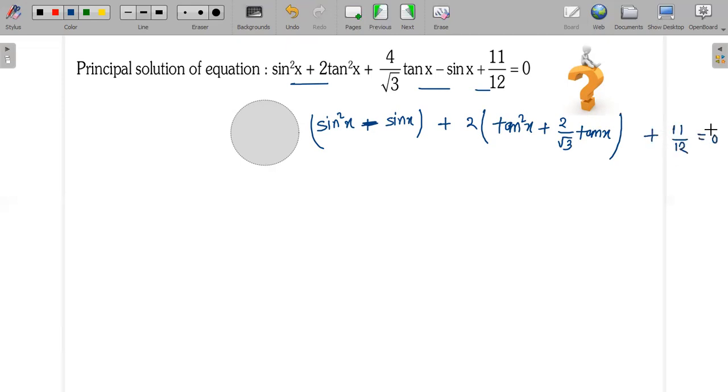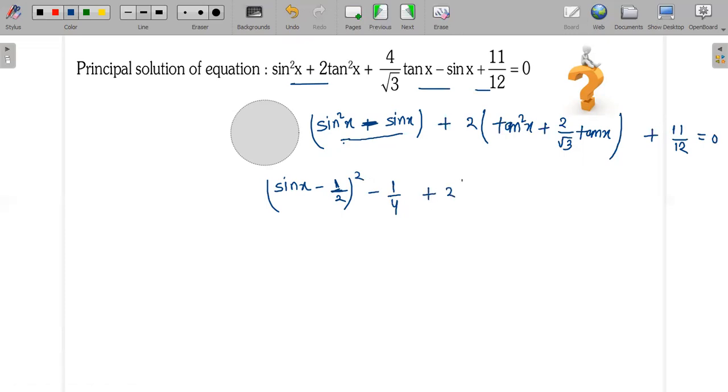Now we have a quadratic in sine as well as in tan. Do try to convert this quadratic expression in trigonometric function into a perfect square. I'm sure you know how to convert any expression into a perfect square. For that, I'll be adding and subtracting 1 by 4 in the first expression. So I end up getting sine x minus 1 by 2 whole square, and to compensate for it, I further need to subtract 1 by 4.